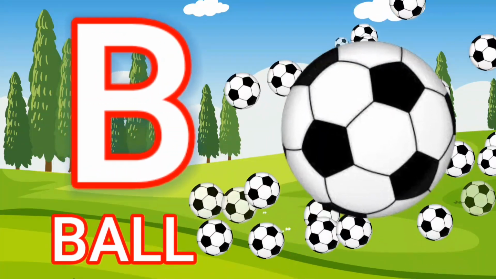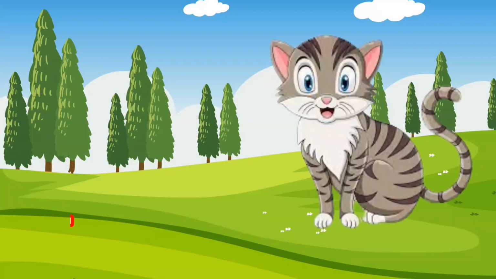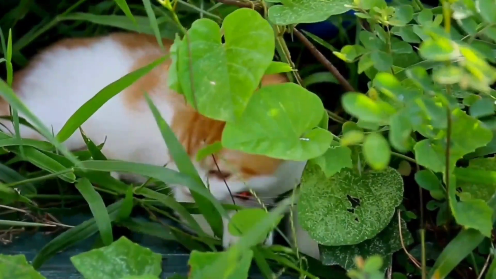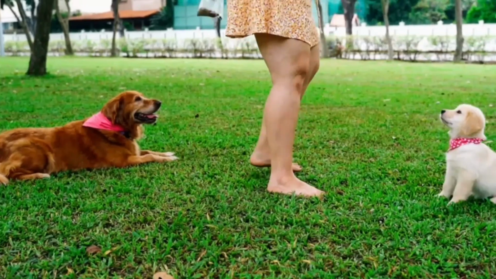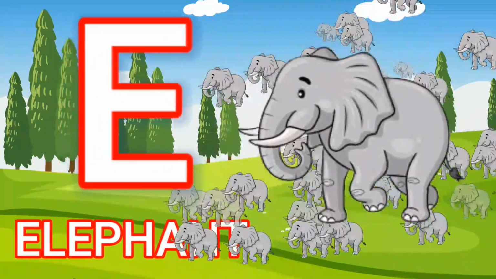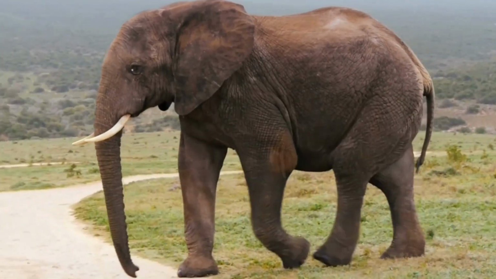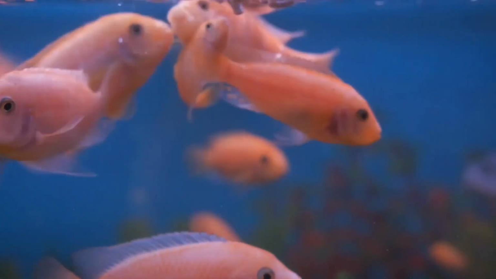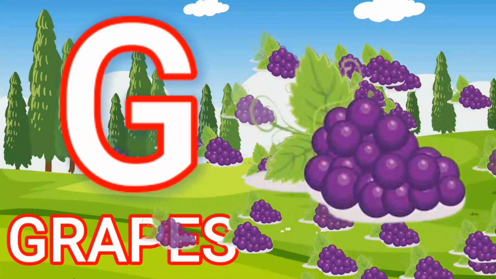B for ball. C for cat. D for dog. E for elephant. F for fish. G for grapes.